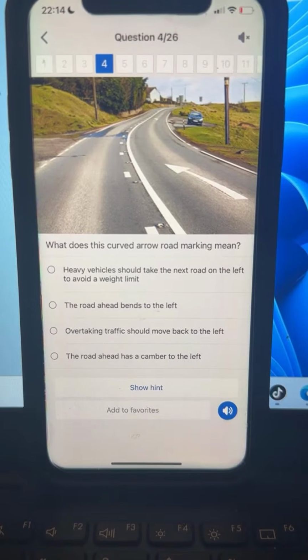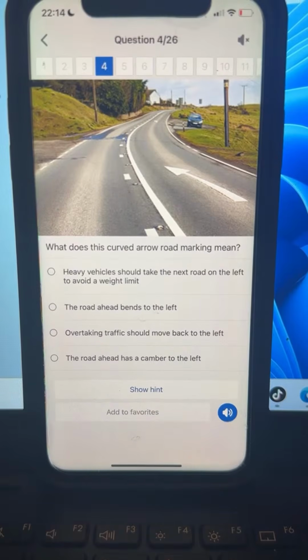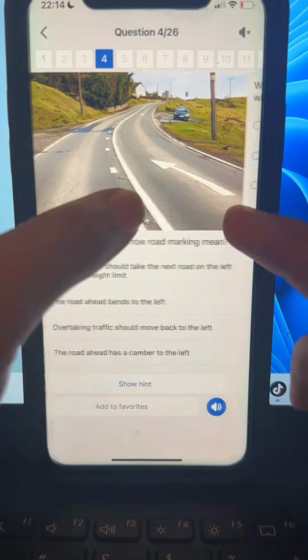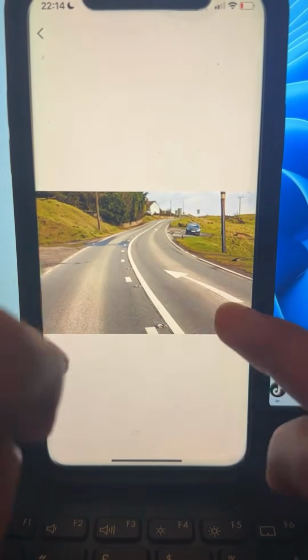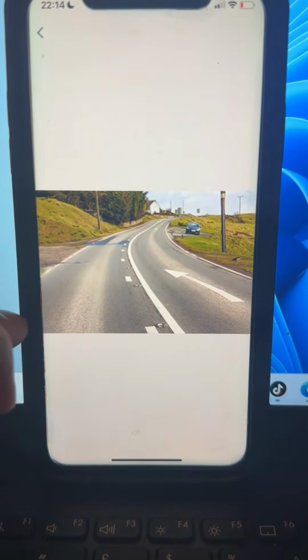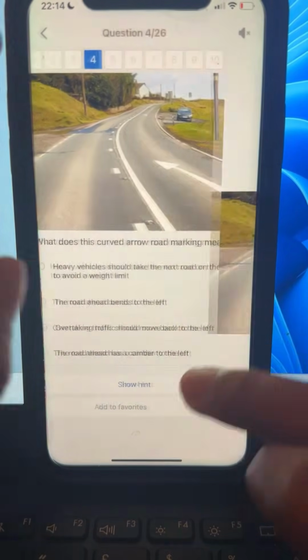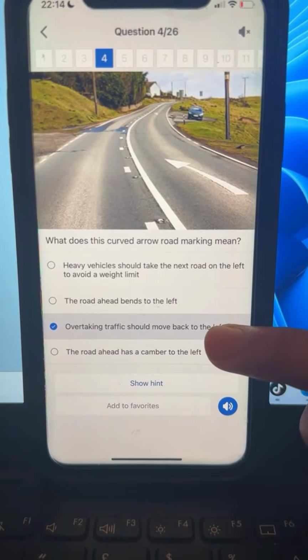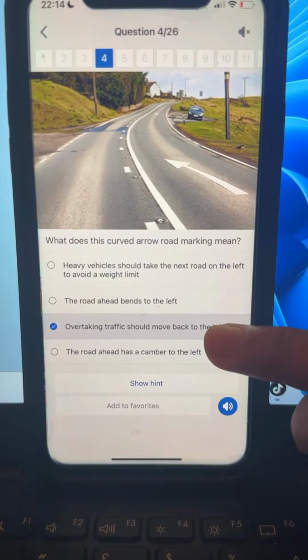Ibrahim, I don't cover unseen questions unless there is a very important question. I will tell you, be careful about it. Focus on this. I don't have a special class to cover unseen questions. So this curved arrow is telling you to go back to your side of the road, if you've been overtaking.